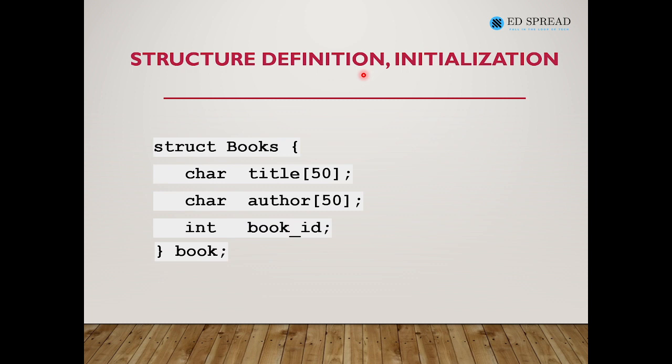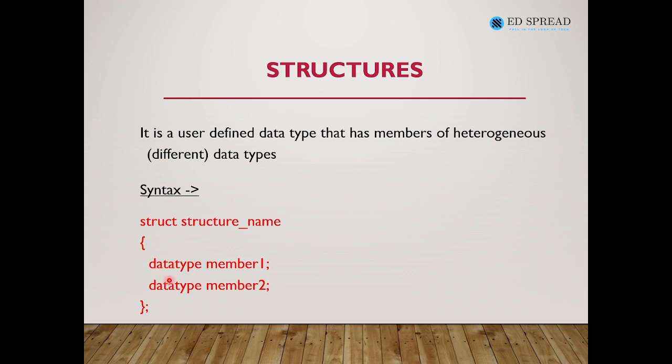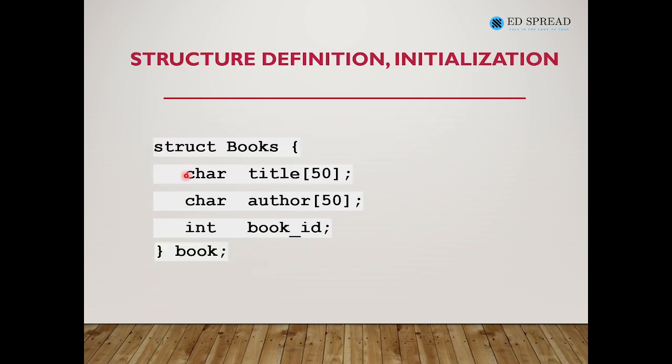So, the structure definition and initialization. This is an example of structure initialization. As I said before, this is the data type and member1, struct and struct name, and this is how we write it. struct books means we are defining a structure known as books. The name is books, and then the curly braces, as you have understood. Character title of 50 means 50 spaces. As it is a character, we are defining the number.